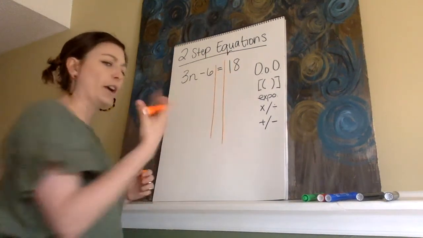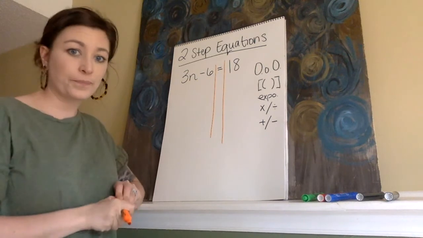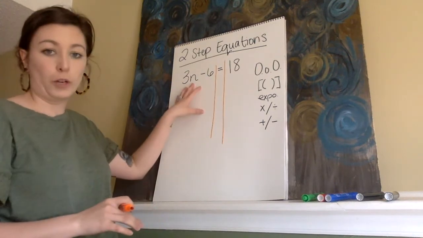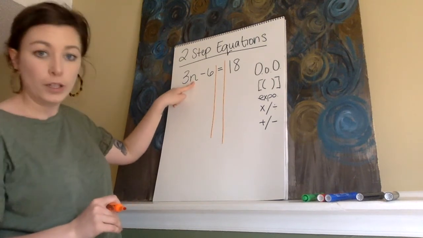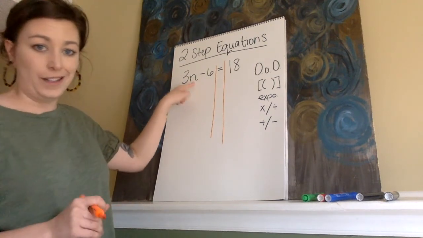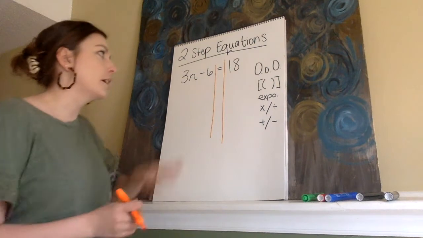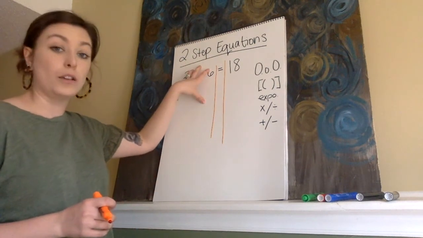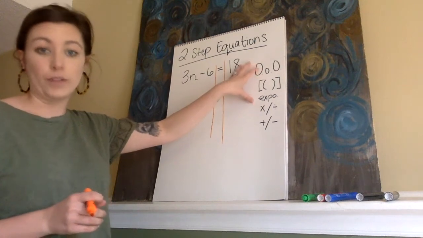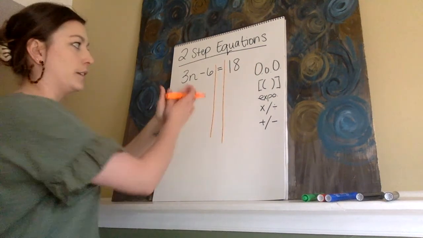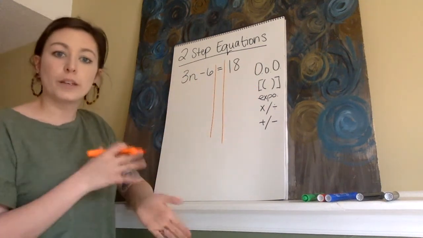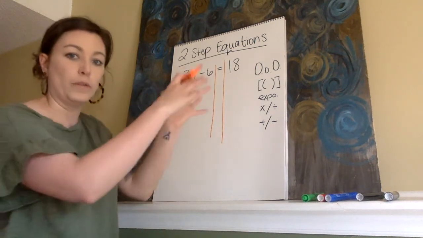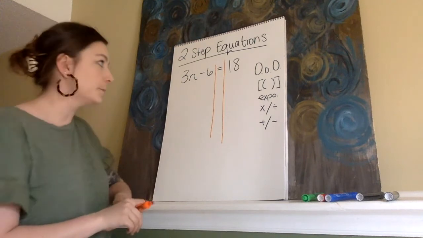So why are we putting the train tracks? The purpose of solving this problem is to find out the value of the variable, which is n in this case. In order to do so, this side of the equation has to be equal to the value of this side of the equation. So we do that to separate our sides so that we can make sure that we're doing everything on one side of the equation and not moving it over to the other side by accident.